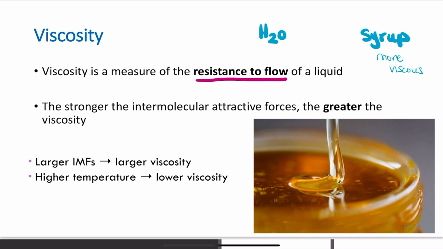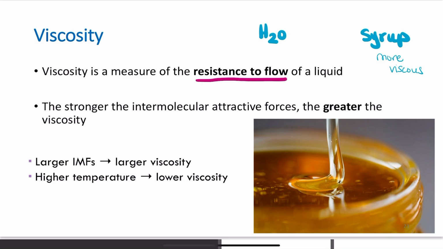And so the sugar has hydrogen bonding going on, and dipole, etc., that's holding these molecules together. Water has that too, but sugar's got bigger molecules that are doing it. So it's a greater resistance to flow. Honey, same thing, greater viscosity. Lots of things in there that are causing higher intermolecular forces, causing it to flow less freely. Larger intermolecular forces result in a larger viscosity.